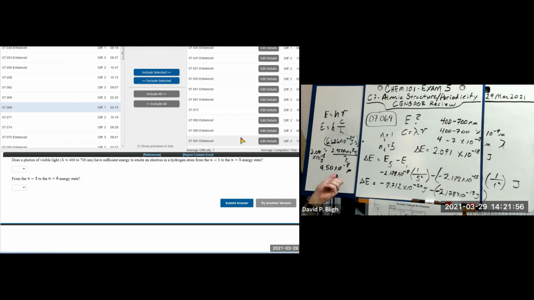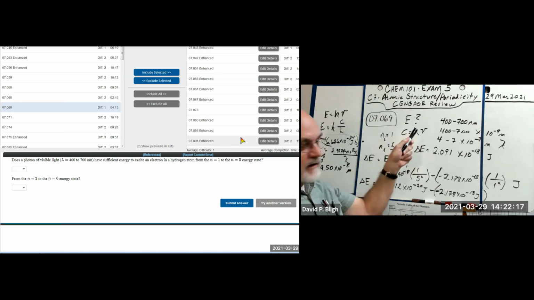So I would say, yeah, it does have enough energy because shorter wavelength means more energy. So it has abundance of energy. Now, will it happen? That's another question. It has enough energy, but that electron's not going to move unless the wavelength of light exactly matches the energy it needs.